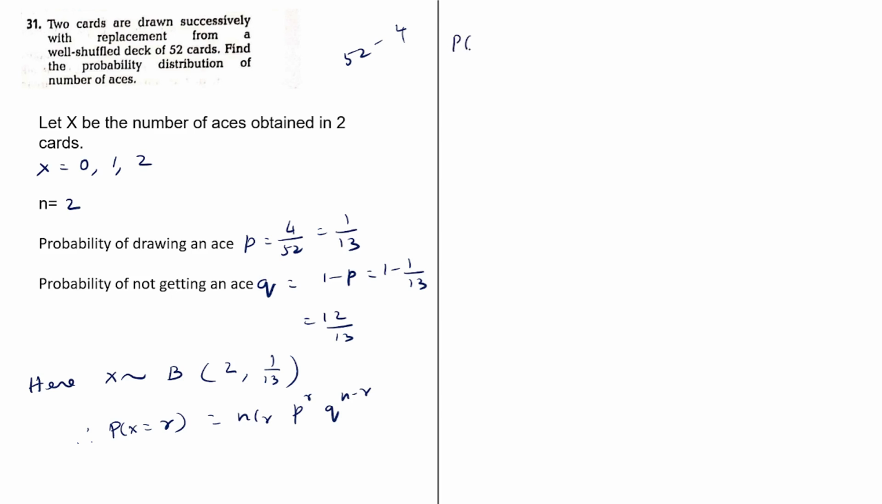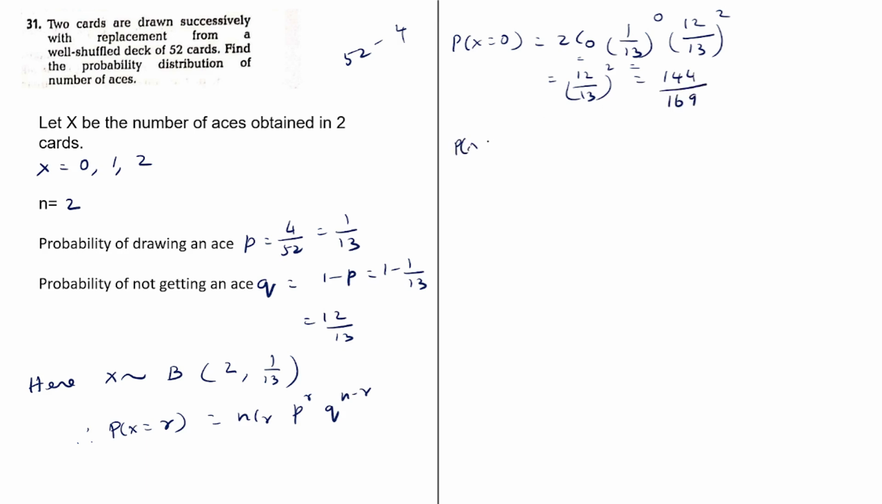First, let us find probability of X equal to 0. It is 2C0, then P raised to 0, and then Q raised to n minus 0, that is 2 minus 0, which is 2. Here 2C0 is 1, 1 by 13 whole raised to 0 is 1. So this is 12 by 13 the whole square, which is 144 upon 169.